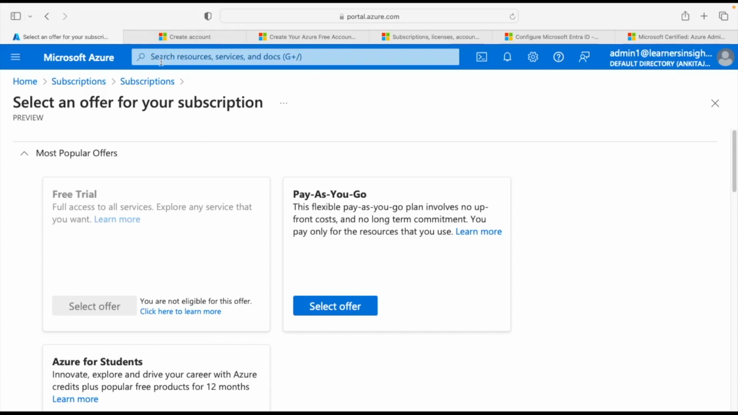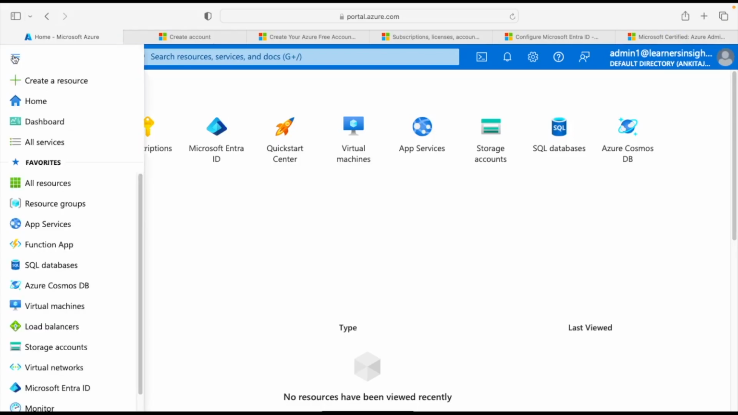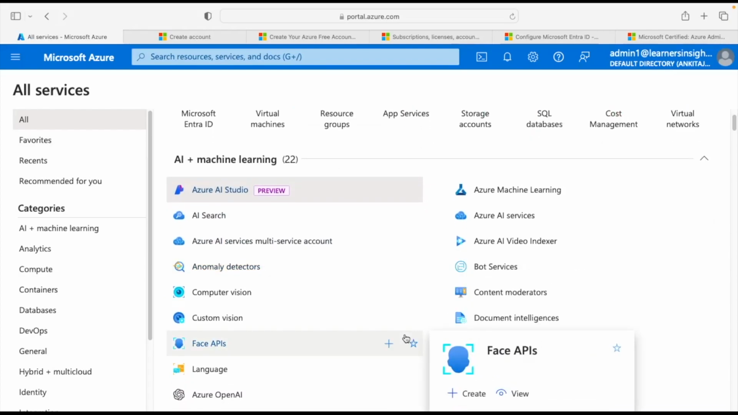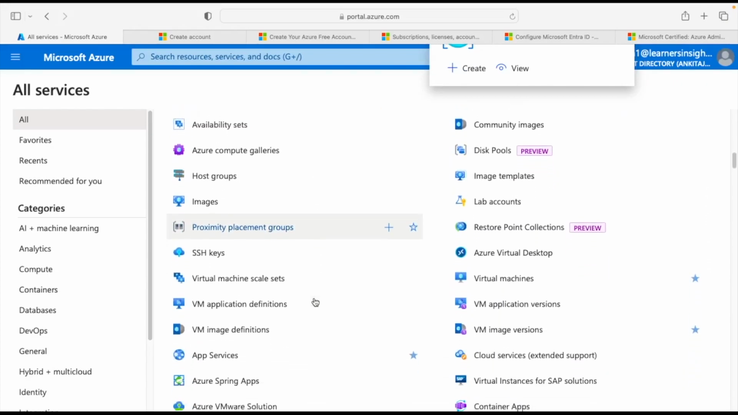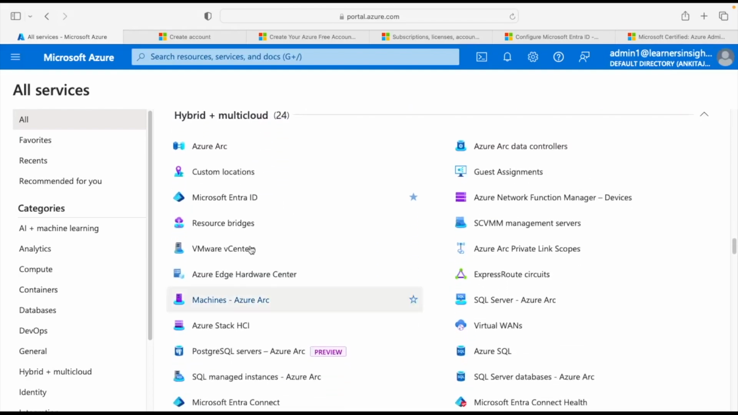So whenever you work on Azure, you will be redirected to portal.azure.com. This is a one-stop location where you can do the hands-on on the services. All the services are mentioned here. We have the all services section. If you click on the all services section, all the services in different categories are mentioned here, like 22 ML and AI services, 23 analytical services, 36 compute services, 10 container services, DB services, etc.